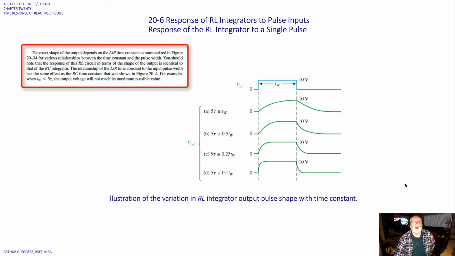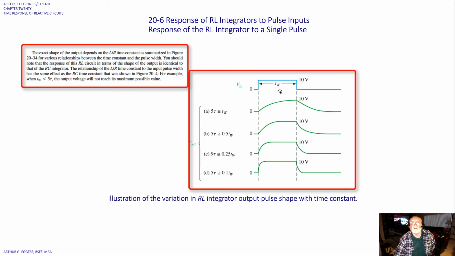The exact shape of the output depends on the inductor-resistor relationship and the time constant, as summarized in this figure. If you take a look at this figure, you can see what's going on with the input. You can see what happens with each of the time constants. Again, it follows what we've looked at before. In this case, we've got 5 tau greater than or equal to the pulse width, and then it goes down from there. So various relationships between the time constant and the pulse width are shown.